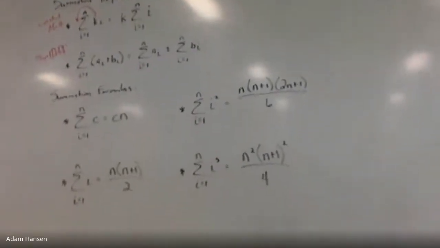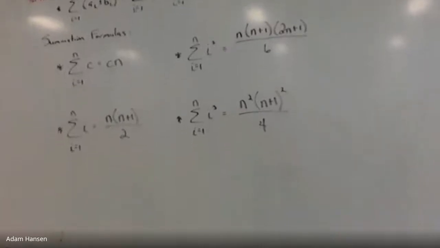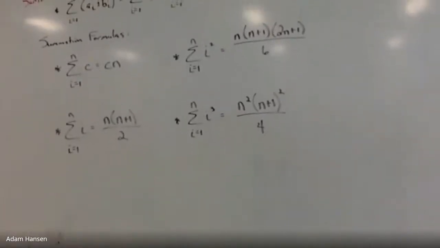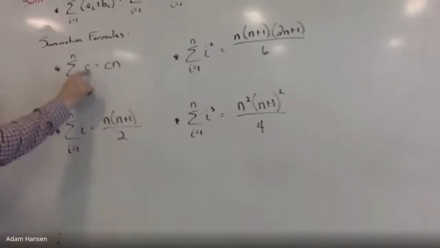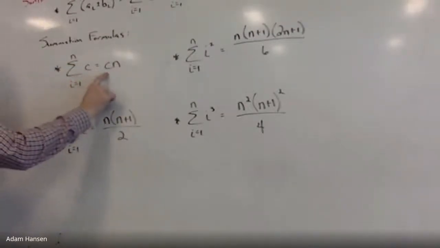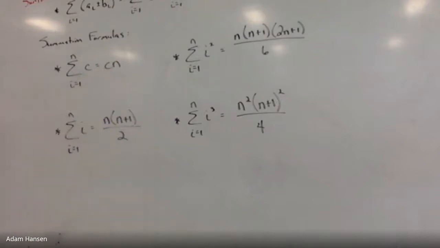Okay, let's try this. Some summation formulas. How can I evaluate some of these sums without having to write them all out? Right? I don't want to sit here and write out 20 different terms if I have a summation that goes all the way up to 20. So what are some formulas that would be helpful in evaluating some of these different sums? So the summation from i equals 1 to n of some constant is that constant times n.